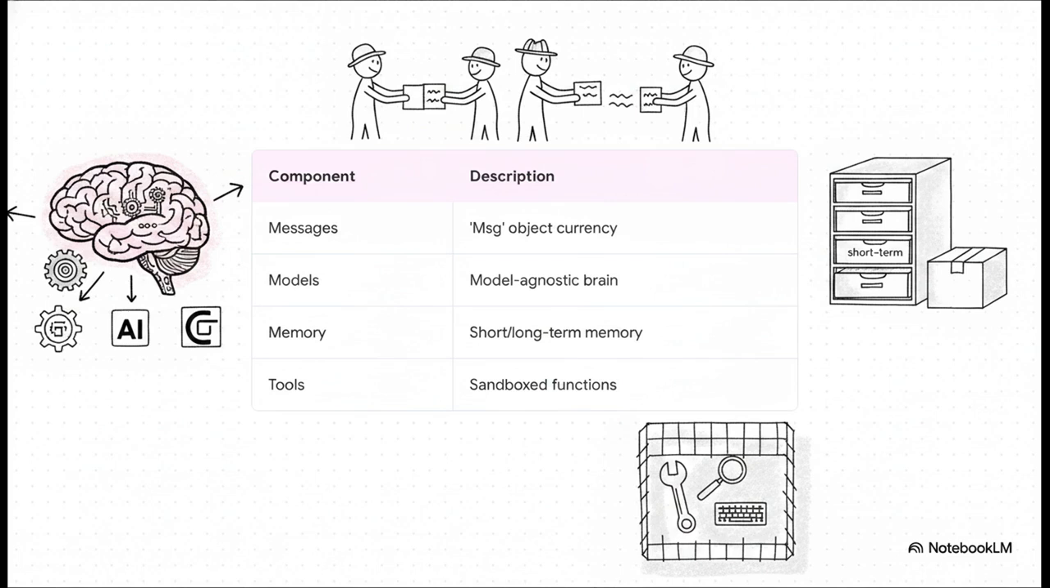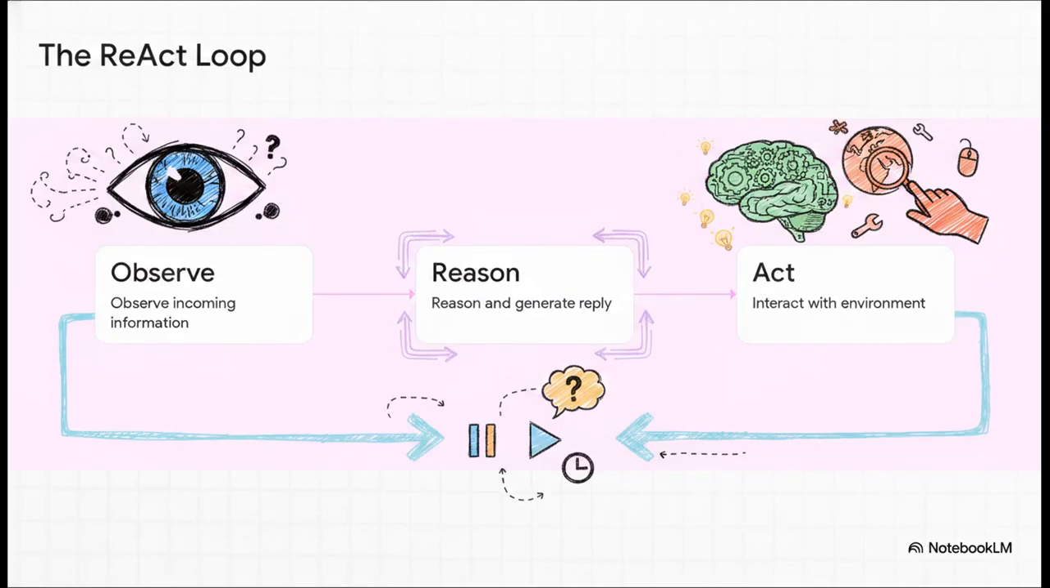Then you have the models, which are the brains. And AgentScope is totally model agnostic, meaning you can seamlessly swap out OpenAI for Gemini or any open-source model you want. Memory is basically the filing cabinet, split into short-term working memory and long-term persistent storage. And finally, tools. These are the specialized pieces of equipment your agents use, and they're kept safely locked down in a sandbox.